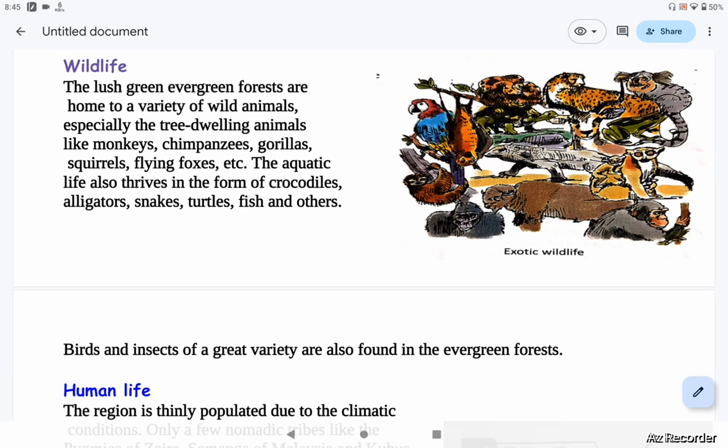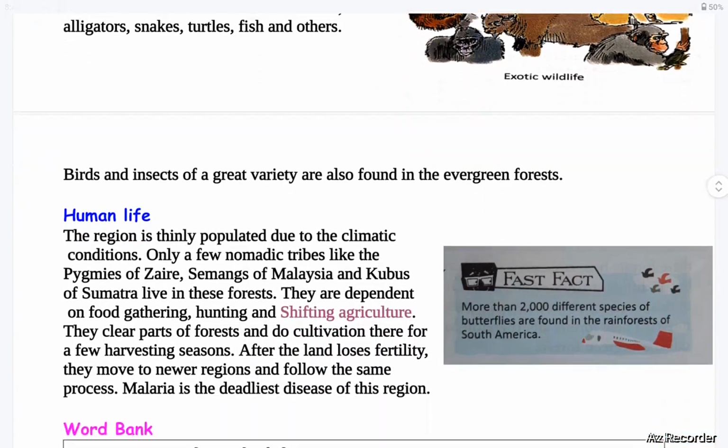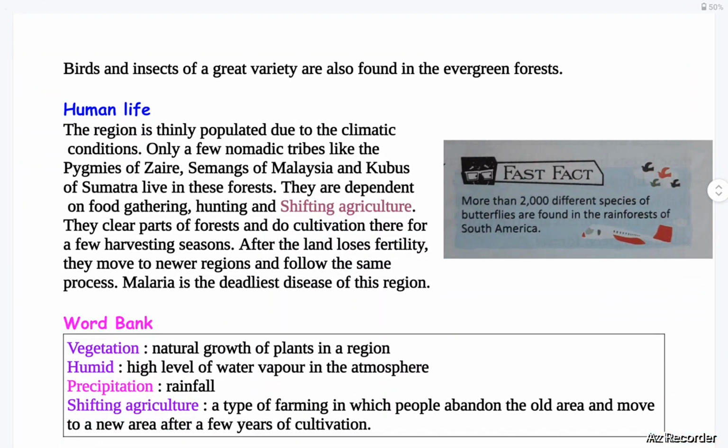Birds and insects of a great variety are also found in the evergreen forests. Next is human life. The region is thinly populated due to the climatic conditions.